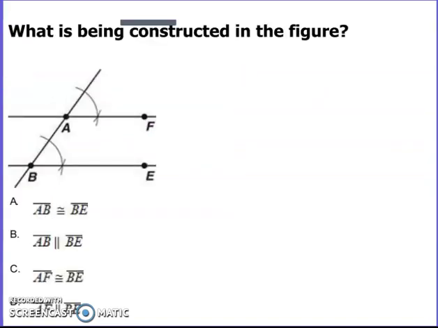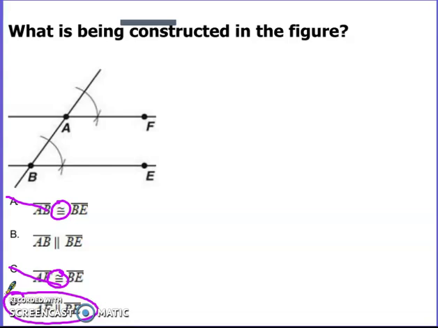Now, in this case, I want to know what's being constructed. And if you look at the screen, you can tell that they're parallel lines. So already, using good test-taking strategies, I'm going to get rid of A and I'm going to get rid of C because that symbol in the middle means they're congruent, not parallel. Now I need to know which lines are parallel. Well, the top line is the points A and F, and the bottom line is the points B and E. So, letter D is correct.